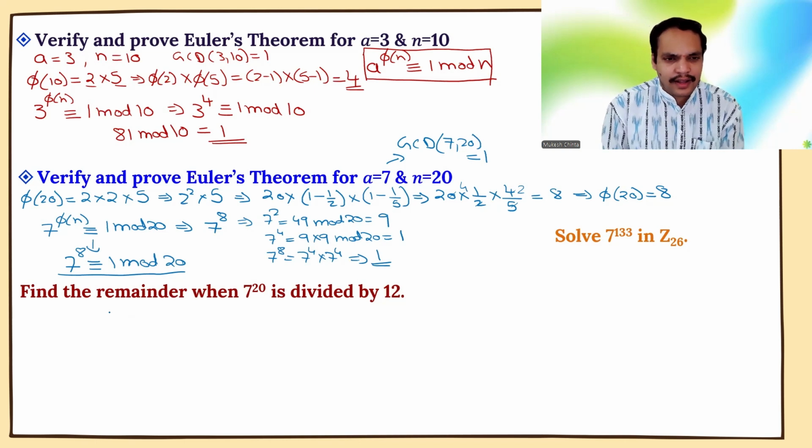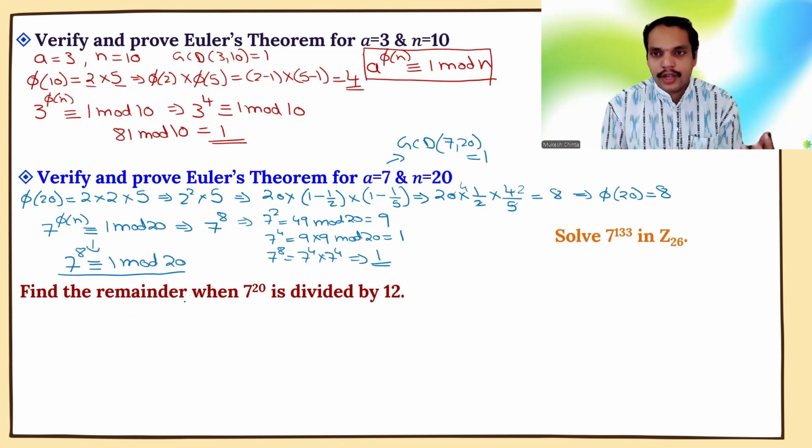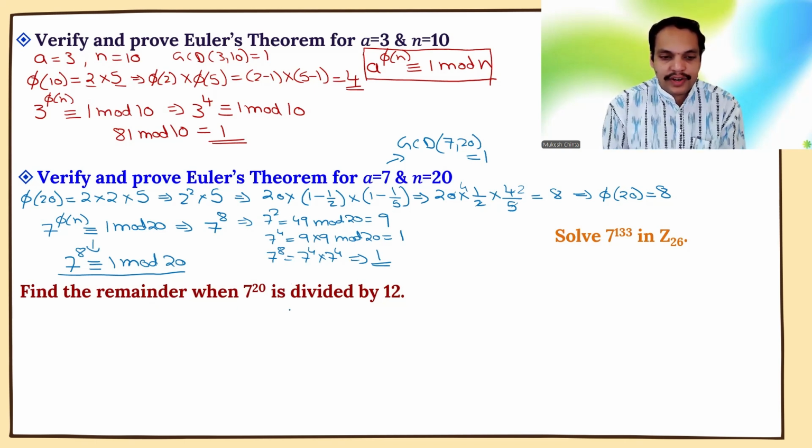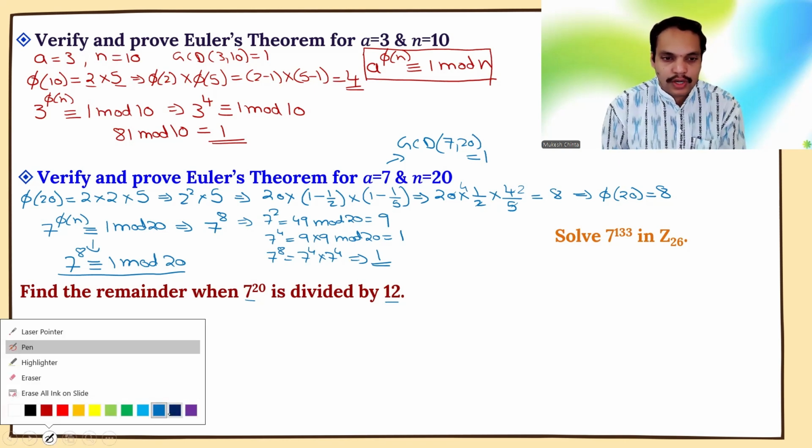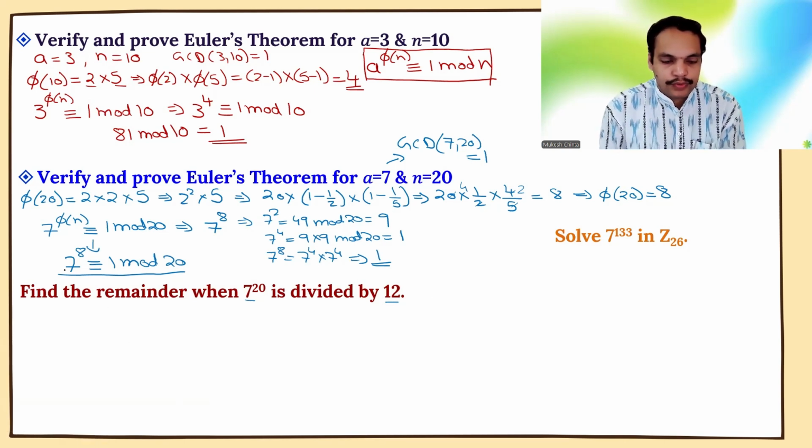It asks where you can use the Euler's theorem to find out the remainder. So it is asking me, what is the remainder when 7 power 20 is divided by 12? So you have to find out whether the GCD of 7 and 12 is equal to 1 or not. If so, then you can employ the Euler's theorem. So what do you do?